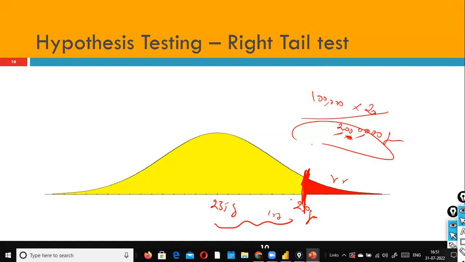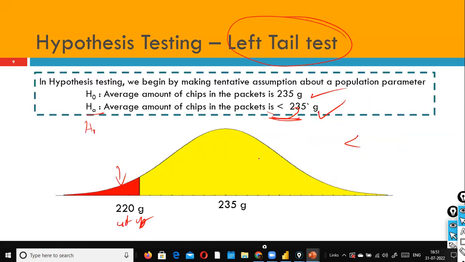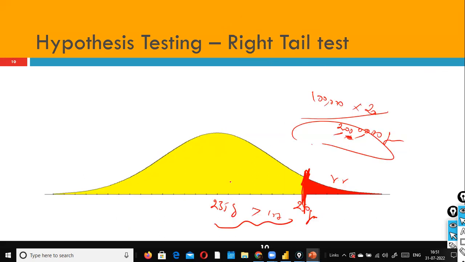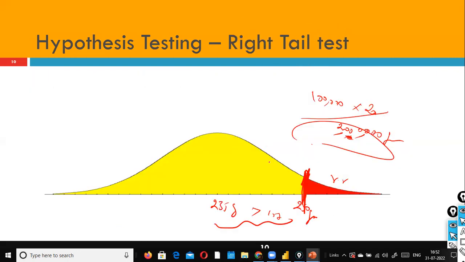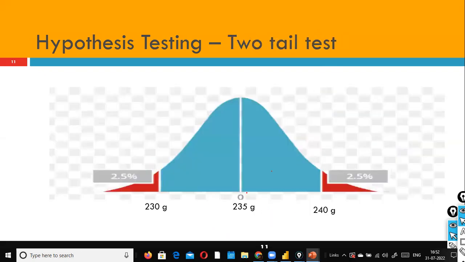So in this case, this is called a right tail test. Anything more than 235 grams. So in the null hypothesis, you say 235 grams. In the alternative, the average amount in the packs is not 235, it is more than 235. That is what you are going to test here. And this is called your right tail test, because you can see you are using the greater than sign here.